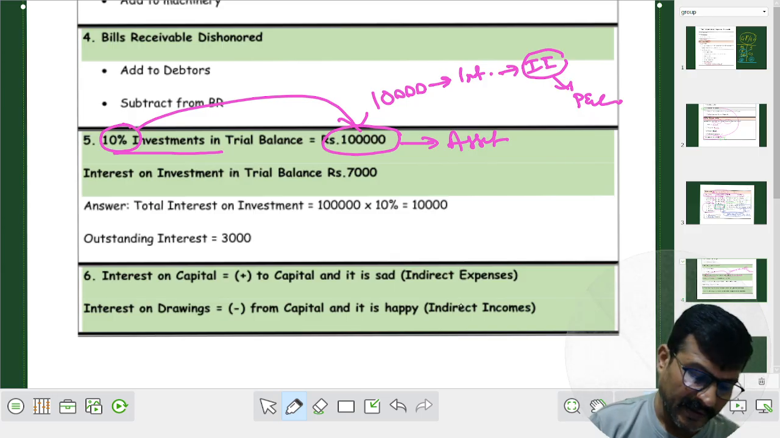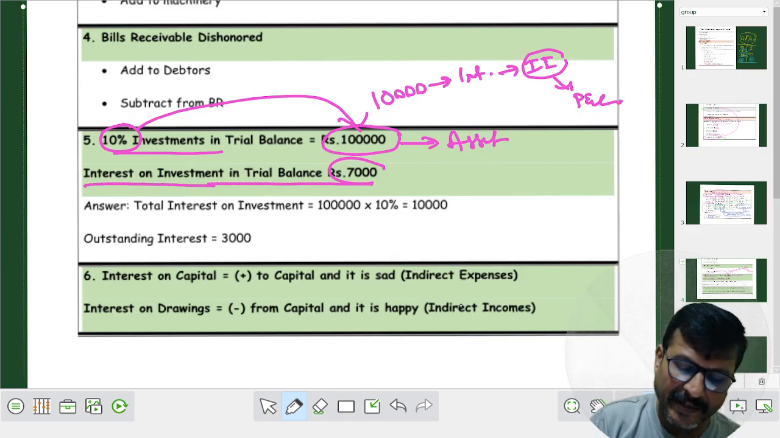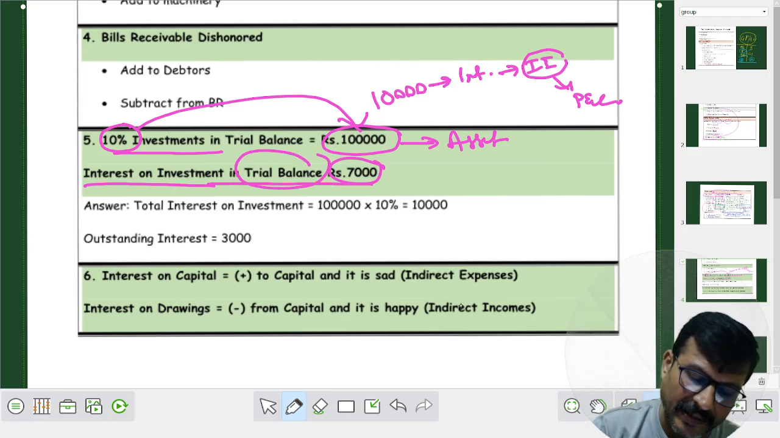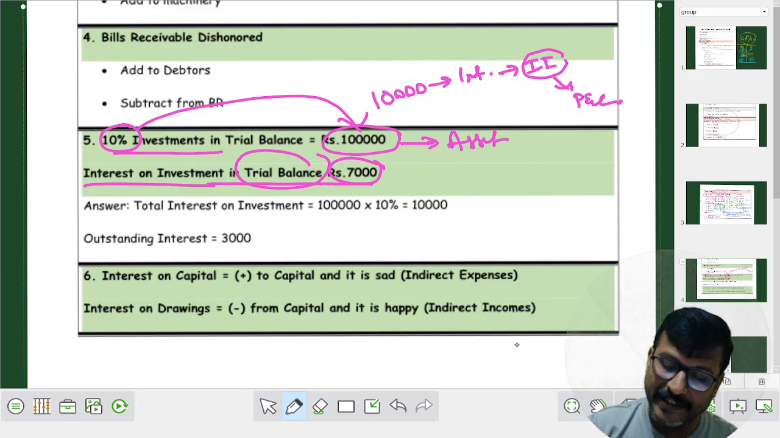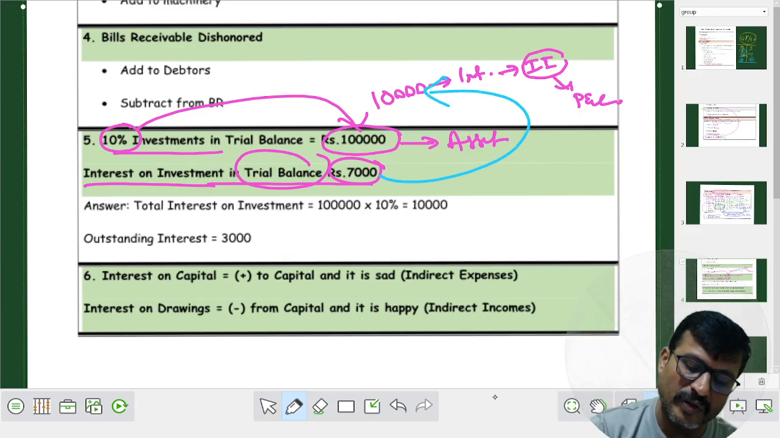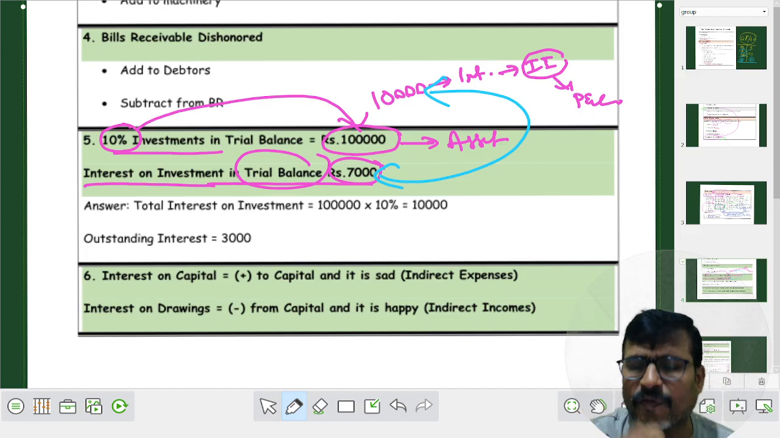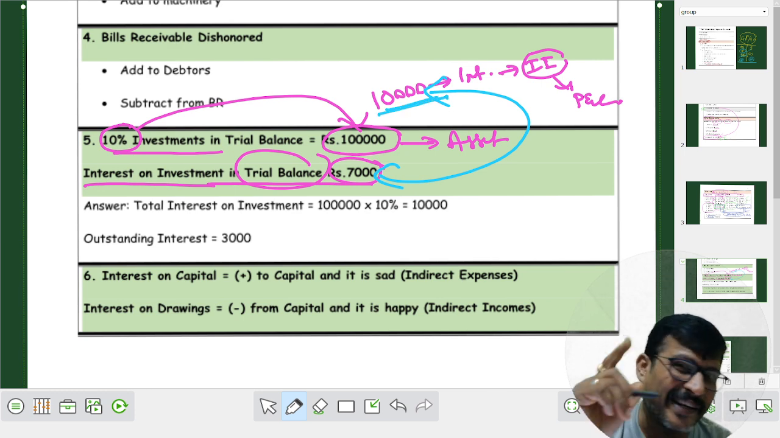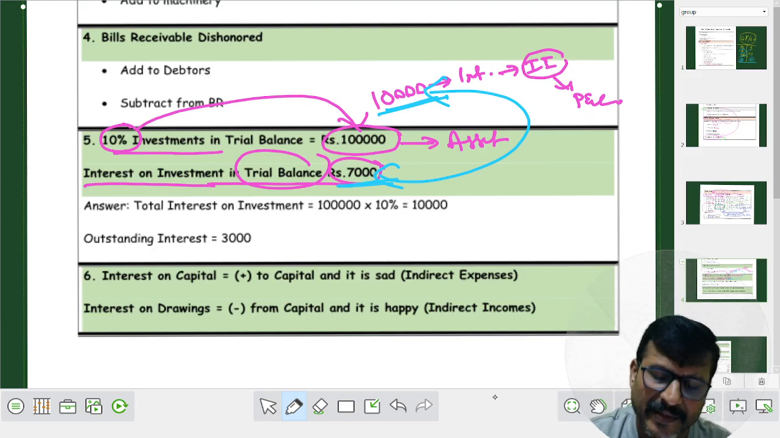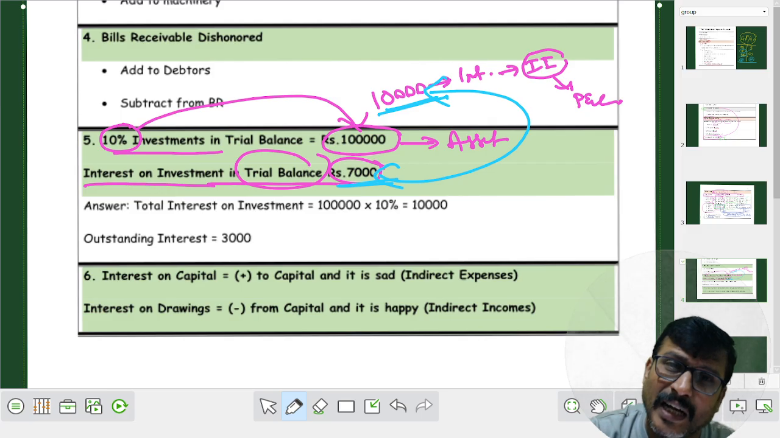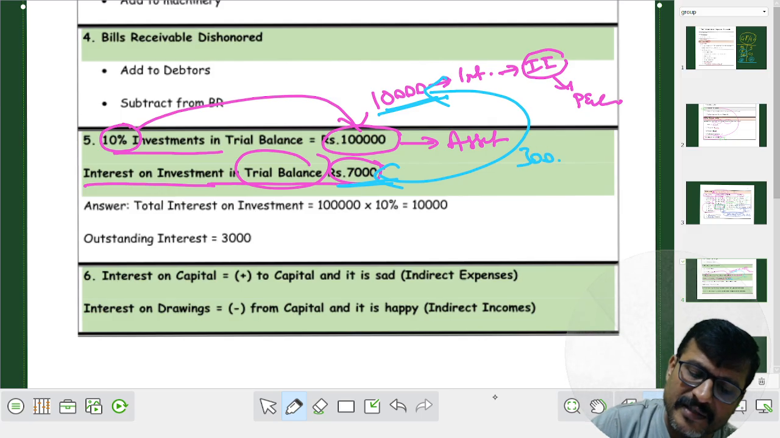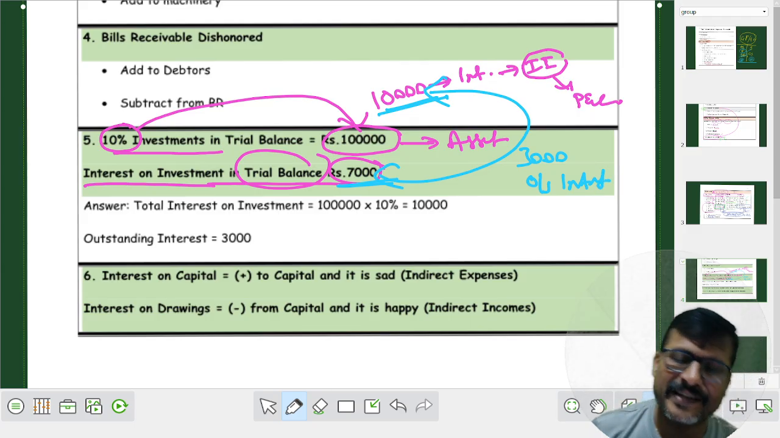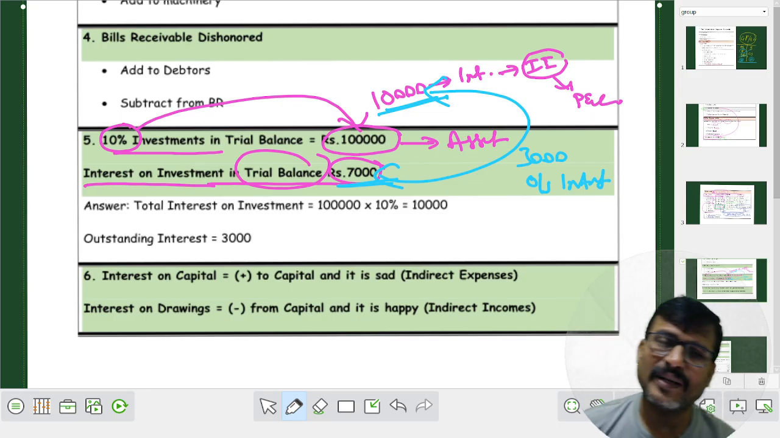See what happened? Interest on investment in trial balance is 7,000. In trial balance 7,000 is already given. But what is the real amount of interest? 10,000 rupees. Please make a note of all these things. For one year we were supposed to get 10,000 rupees interest. How much came in trial balance? 7,000 came. How much was to come? 10,000. What is the difference? 3,000. This 3,000 is called, my dear student, outstanding interest.